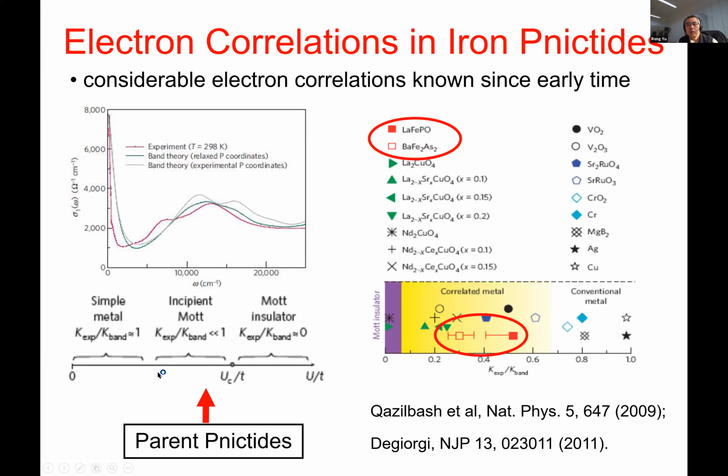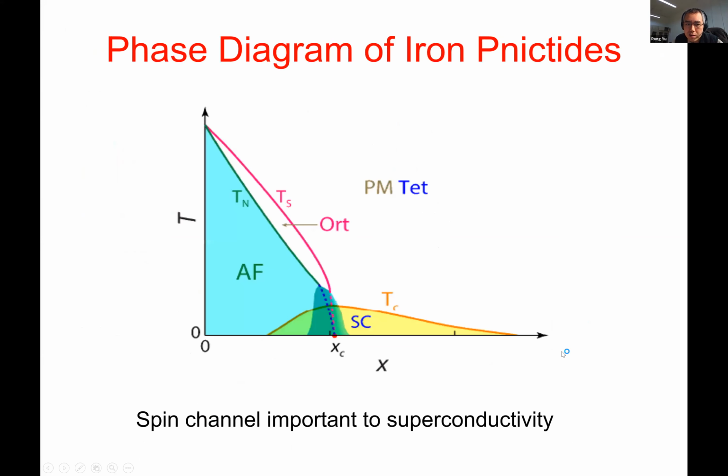Another piece of evidence of very strong electron correlations in these iron-based superconductors can be seen from the global phase diagram of this system. The superconductivity actually appears close to an antiferromagnetic ground state, which suggests that the antiferromagnetic spin exchange interactions are very important for the superconductivity in these systems.